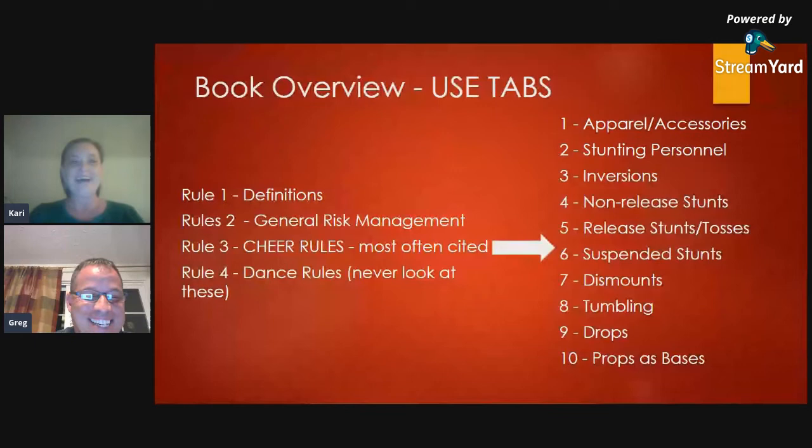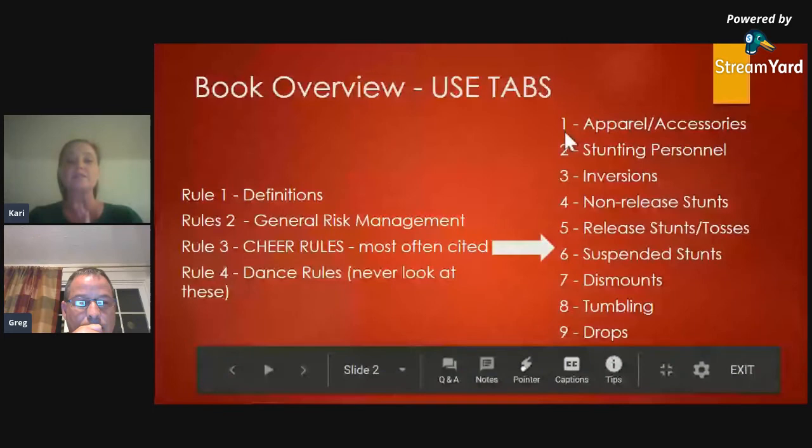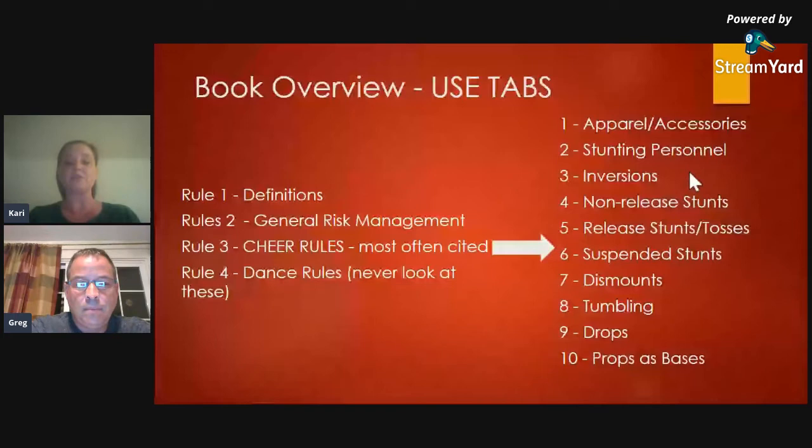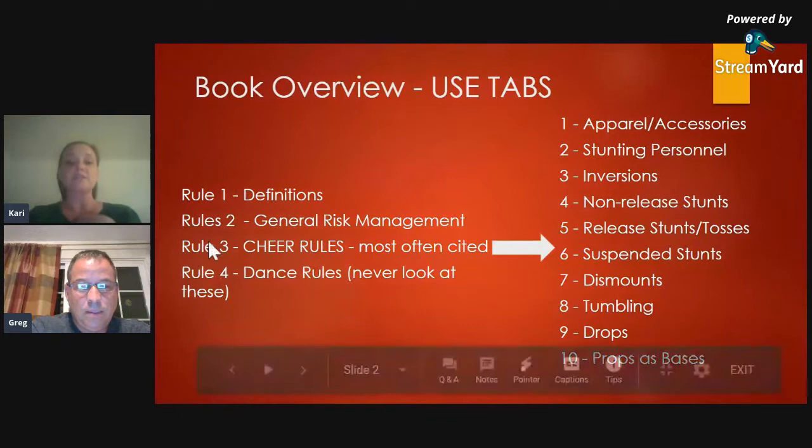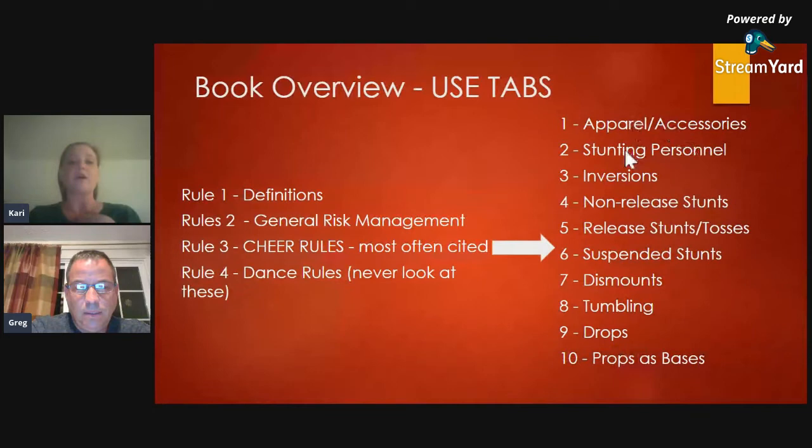All right, so after the rules, in rule three, you have sections. So section one is apparel and accessories, section two, stunting personnel, three is inversions, etc. I'm not going to read these all to you. But this is important when we are citing rules for coaches. You have to cite the rule number, which is this number over here. You have to cite the section number, which is this number over here. And then underneath all of these sections are articles, and those are the very specific rules.